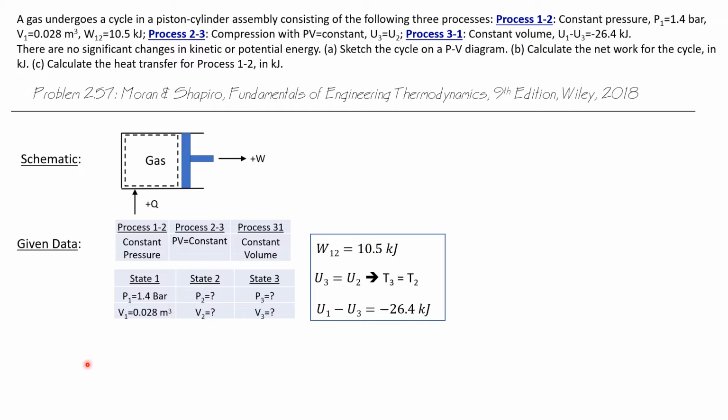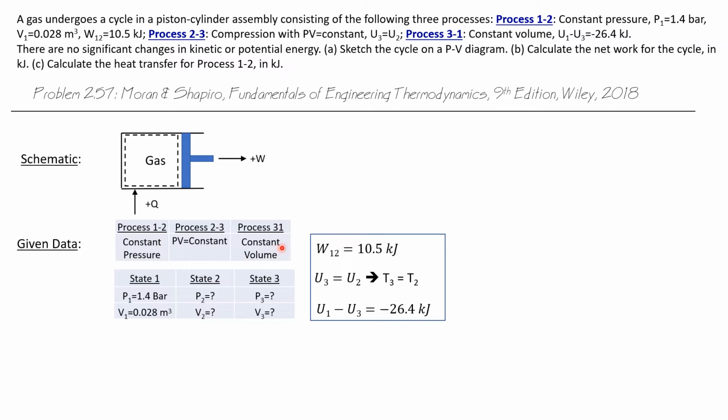Let's write down all of the given data that we know at this point. We know that there are three states and three processes in this cycle. We know the pressure and volume of state 1. We don't know either in state 2 or state 3. But we do know that process 1, 2 is a constant pressure process, that process 2, 3 is a polytropic process with PV equals constant. That is to say, the value of n is equal to 1.